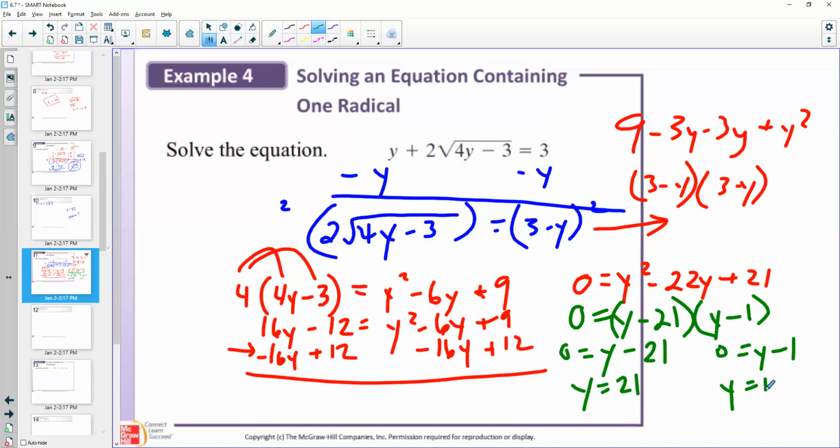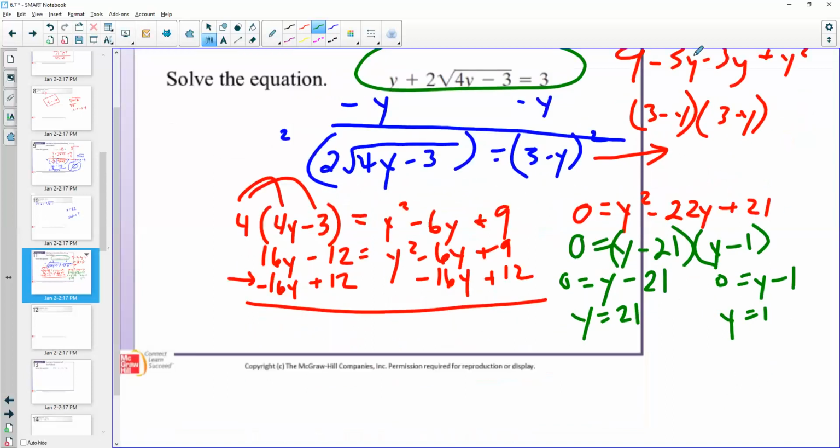Now I have to check them. Please, please, please. Okay? So I'm going to go back to my original equation, always the original equation, always, always, always. So I'm going to do 1 plus 2 radical 4 times 1 minus 3 equals 3. 4 times 1 is 4, minus 3 is 1.